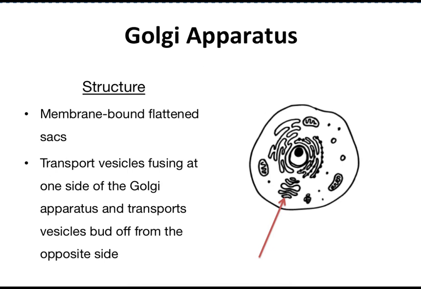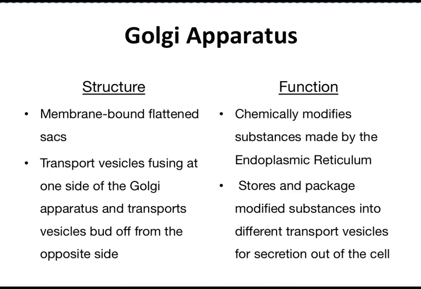Golgi apparatus. Golgi apparatus is also known as the Golgi body. It's made up of membrane-bound flattened sacs. Transport vesicles fuse at one side of the Golgi apparatus, and transport vesicles also bud off from the opposite side. Vesicles are tiny spherical sacs enclosed by membranes. It helps to chemically modify substances made by the endoplasmic reticulum. It also stores and packages modified substances into different transport vesicles for secretion out of the cell.